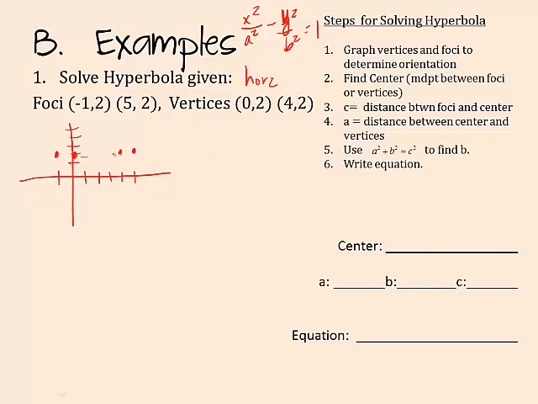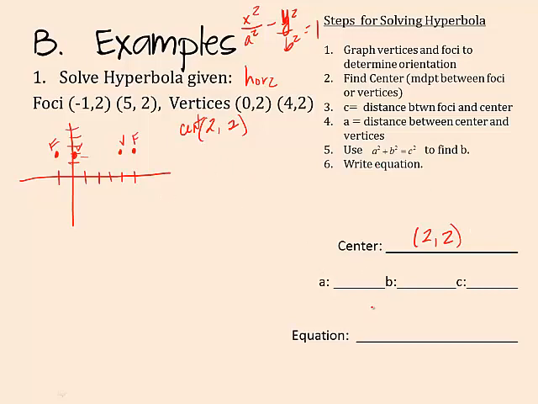I need to find the center. Remember, the center is the midpoint between either the foci or the vertices. Pick one, it doesn't matter. You're going to get the same value. I'm going to pick vertices just for the fun of it. For the midpoint, you're just going to average the x values, average the y values. So 4 plus 0 is 4, divided by 2 is 2. 2 plus 2 is 4, divided by 2 is 2. So this is my center. That's the first part of my answer here. My center is 2, 2.